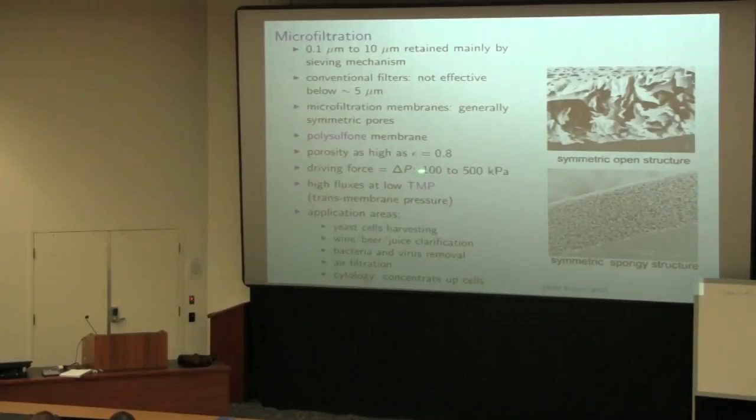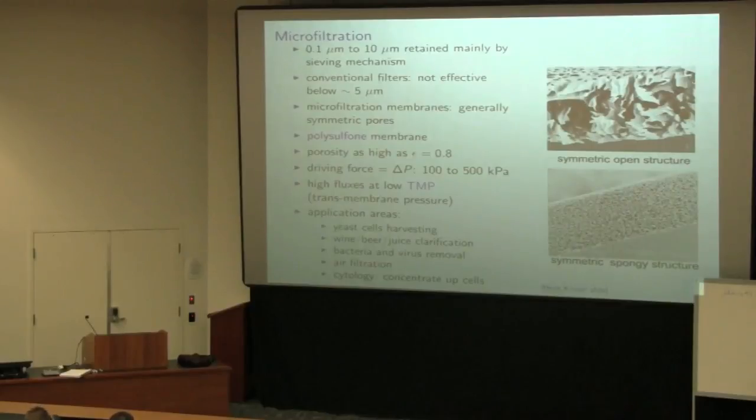The driving forces through these membranes are pretty moderate. These are not high pressure differences. We'll see much higher pressure differences in some of the other membranes. As a result, we get high fluxes at low, and here's a new definition, TMP, transmembrane pressure. So the pressure difference from the feed side to the permeate side, that delta P, is the transmembrane pressure. So these are moderate TMPs through that membrane.